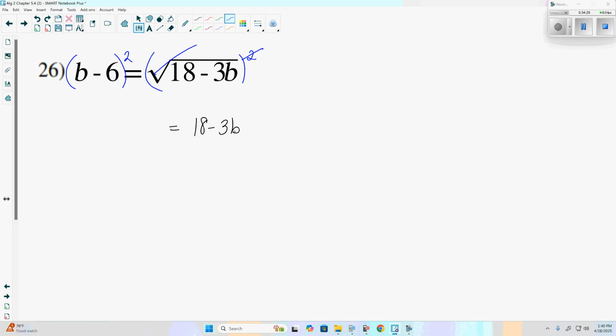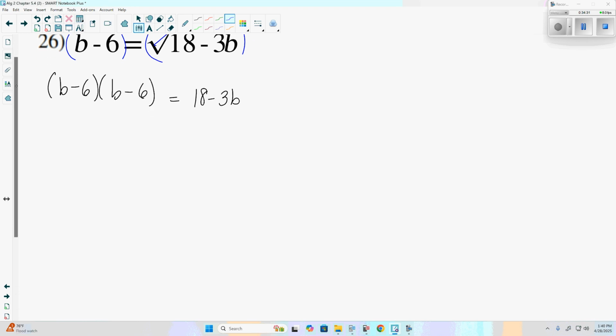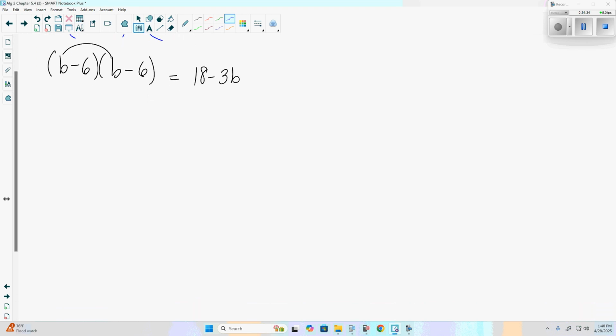On the left-hand side, we have two terms. We have the b and 6. Since we have two terms being subtracted, we do have to multiply this out. Now our b times b would be b squared. Our b times negative 6 is negative 6b. Negative 6 times b is negative 6b, and negative 6 times negative 6 is going to be plus 36.